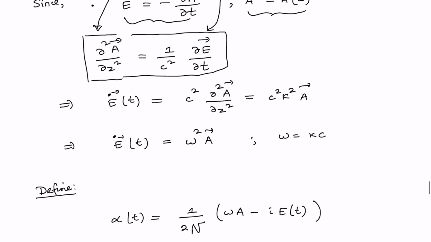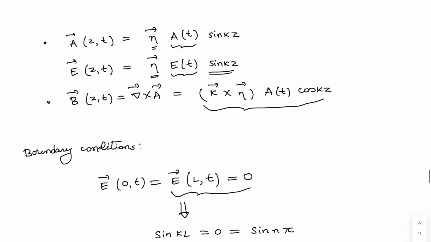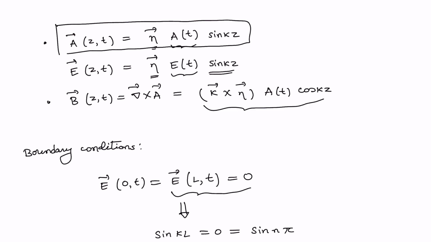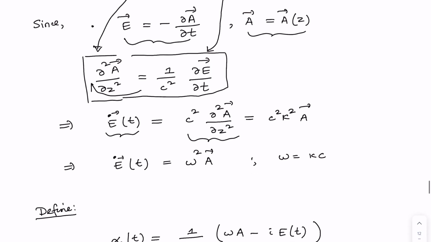And from here, the time derivative of the electric field is equal to c squared times this expression, taking it to the other side. Because A is a function of z, and I have taken A to be of this form, if I differentiate it twice with respect to z, I get a k squared factor, and therefore c squared k squared A, which I write as omega squared A, because omega is equal to kc. So the time derivative of the electric field is equal to omega squared A.